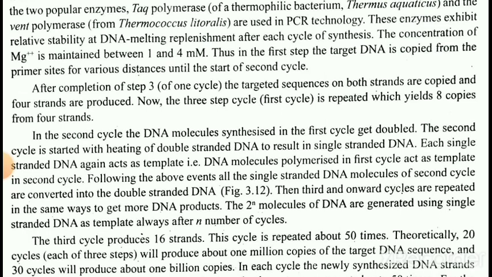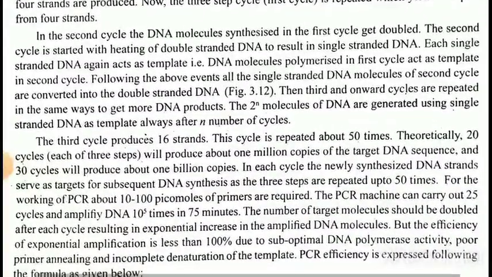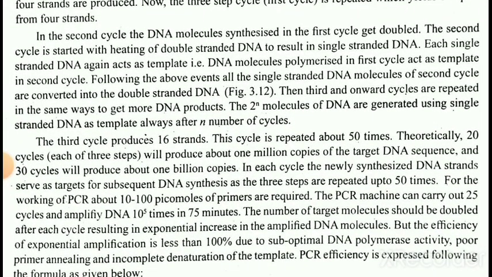Thus, in the first step, the target DNA is copied from the primer sites for various distances until the start of the second cycle. After completion of step 3 of one cycle, the targeted sequences on both strands are copied and 4 strands are produced. Now the 3-step cycle is repeated, which yields 8 copies from 4 strands. In the second cycle, the DNA molecules synthesized in the first cycle get doubled. The second cycle is started with heating of double-stranded DNA to result in single-stranded DNA. Each single-stranded DNA again acts as a template, i.e., DNA molecules polymerized in the first cycle act as templates in the second cycle.